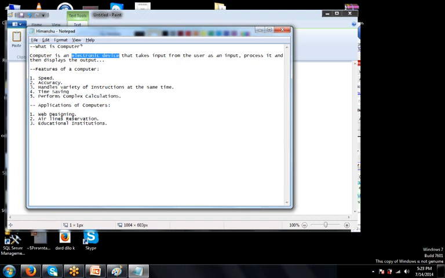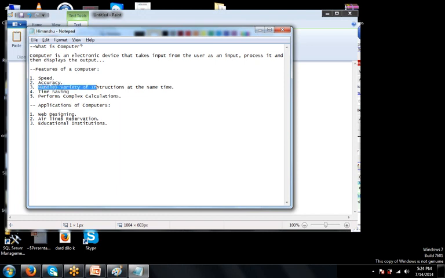Then let's see what are the features of a computer. Features means the qualities of a computer. First one is speed. With the help of a computer, we can perform our task in a very speedy, time-saving way. We can do multiple calculations at a very fast speed. Next, accuracy. With the help of a computer, we can get accurate results, without any errors. As human beings perform calculations, there are some plus-minus mistakes, but a computer can always give accurate results.